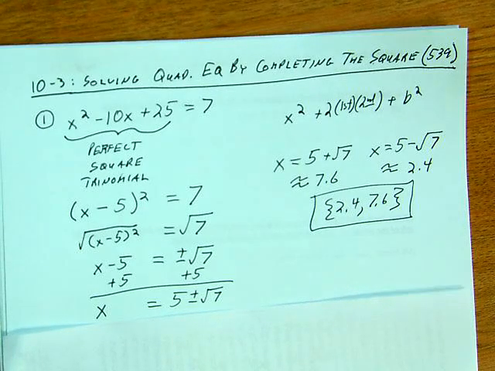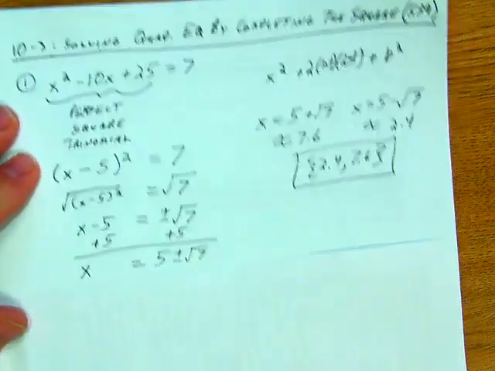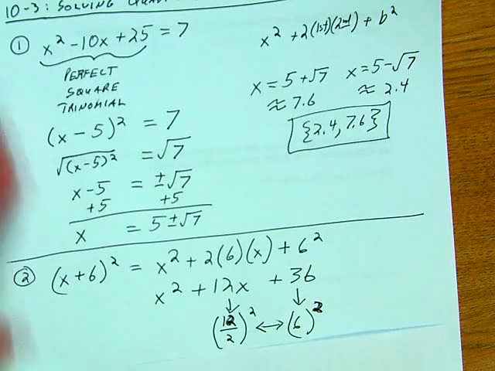Okay, but a lot of times when you have a trinomial, it's not a perfect square trinomial. So what can I do? I can do a thing called completing the square. Let's take a look at that.